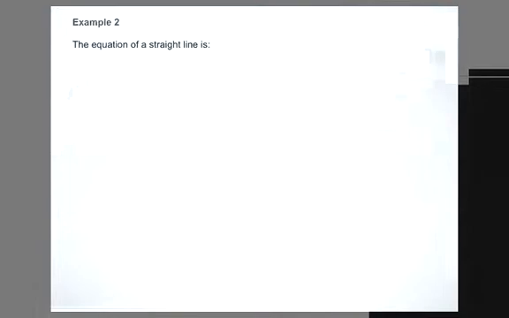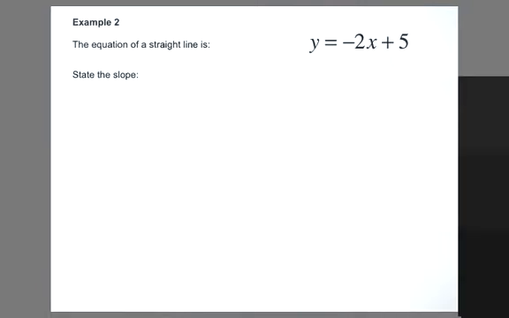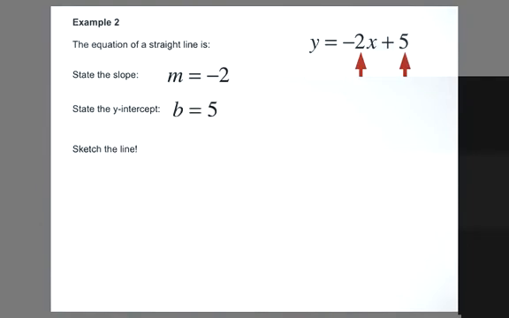Example 2. The equation of a straight line is y equals negative 2x plus 5. State the slope. Well, the slope is given by the first number. m is equal to negative 2. State the y-intercept. The y-intercept is given by the second number. b is equal to positive 5. And the next thing, sketch the line. Give this a shot, and when you're ready to see our response, come back and check it out.